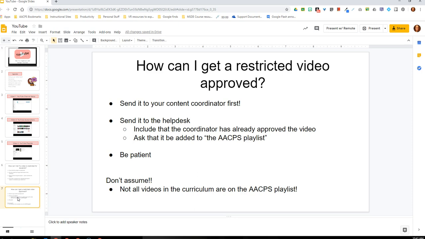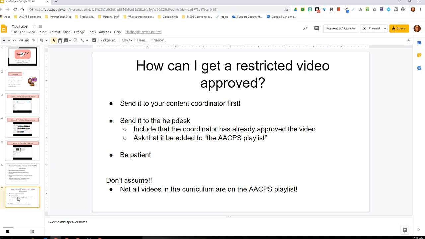the help desk. There are two things that you need to include in a request to the help desk regarding YouTube videos. You want to include that you have already sent it to the coordinator and you already have their approval. The best way to do this is actually just to forward the email from your coordinator to the help desk when you send that request. And then what you are asking that they do is that they add this video to the AACPS playlist. And then the third and final step is to be patient.